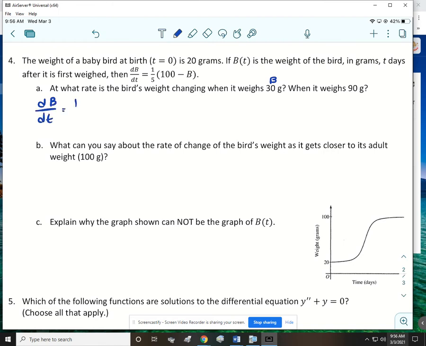All right, so that's going to be 1/5 times 100 minus that B. So dB/dt is 1/5 times 70, or 14. And then we're going to give the unit. So there's grams, and this is the rate of change, and time is in days. So at 30 grams, this bird is growing at 14 grams per day.